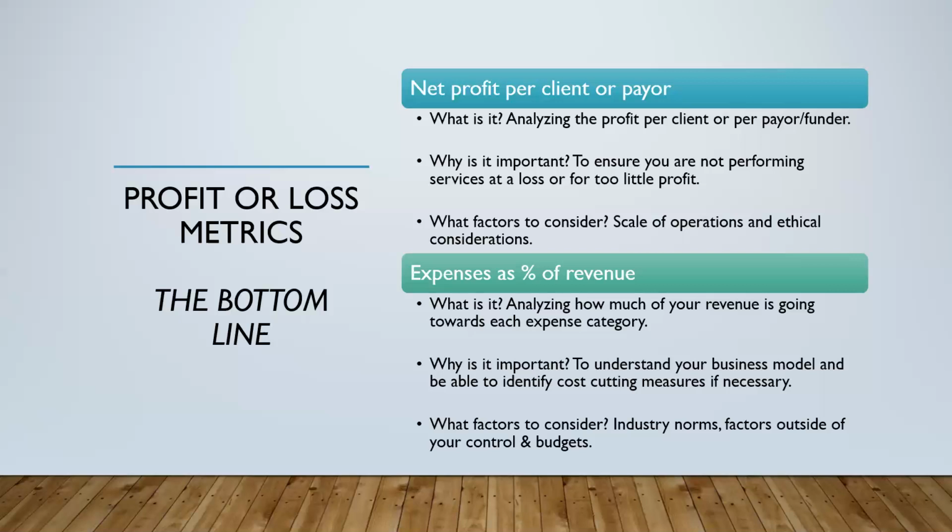So when you're looking at your expenses as a percentage of revenue, you're going to want to consider industry norms. In the ABA industry, what is normal for this percentage? And then factors outside of your control, and budgets. It's always important to have a budget and then be able to compare actuals to the budget to see what happened. A budget is like setting an expectation, and any variances help you identify potential problems or issues that you can deal with.